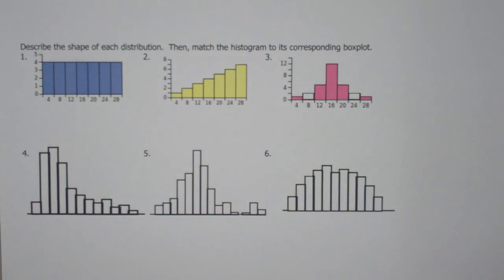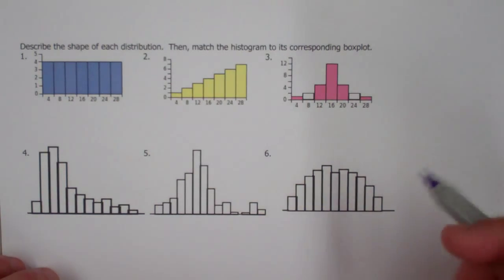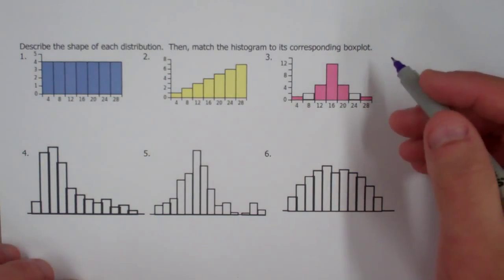In this example, we're going to be describing the shape of each distribution. Then we'll match the histogram to its corresponding box plot. By shape, we mean whether it's symmetric or not, and if it's not, it's going to be skewed left or right. And then we're also going to describe the modality, which is how many humps or bumps the data seems to have.